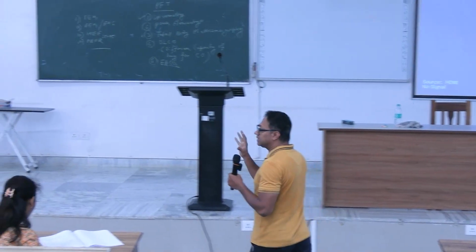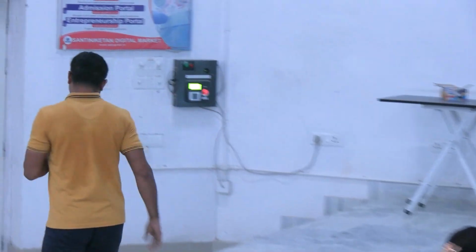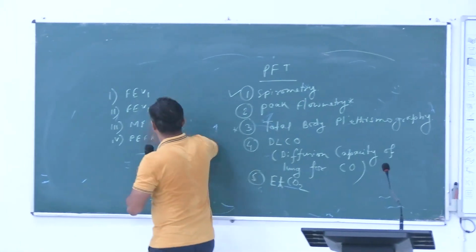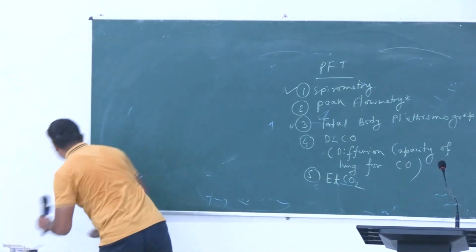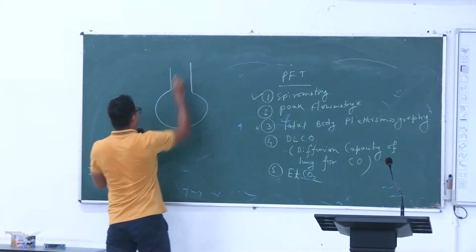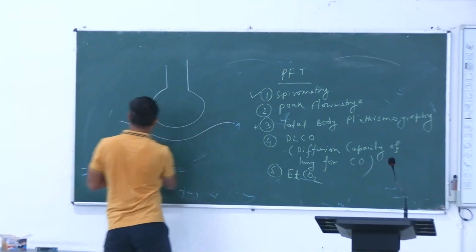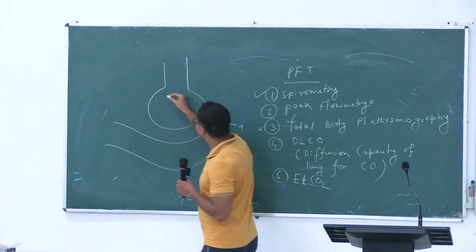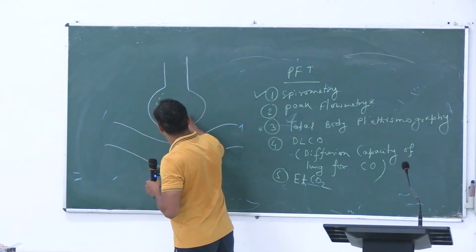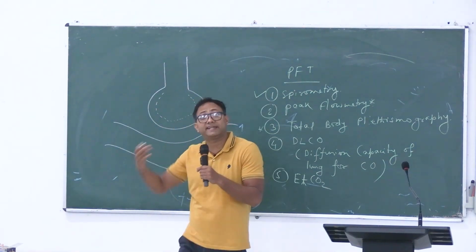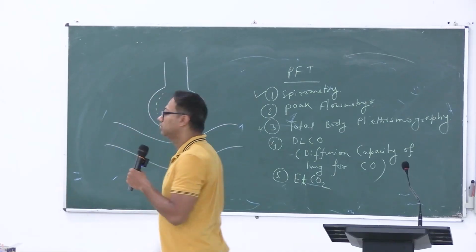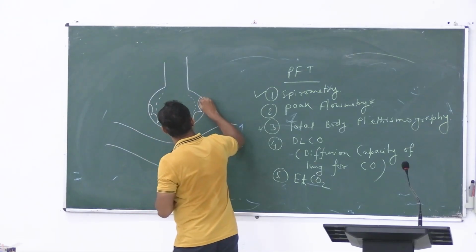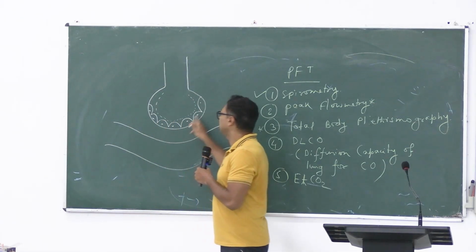So you need to understand what is the diffusion barrier and what are the layers in the diffusion barrier. Okay, so let us see the diffusion barrier. What is inside it? So here is an alveoli and here is a blood vessel. First we have a layer of fluid inside the alveoli. This fluid layer is called the surfactant layer. Next is alveolar epithelium, these are alveolar epithelial cells.